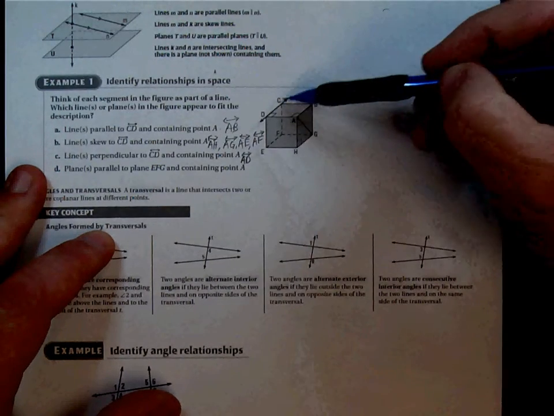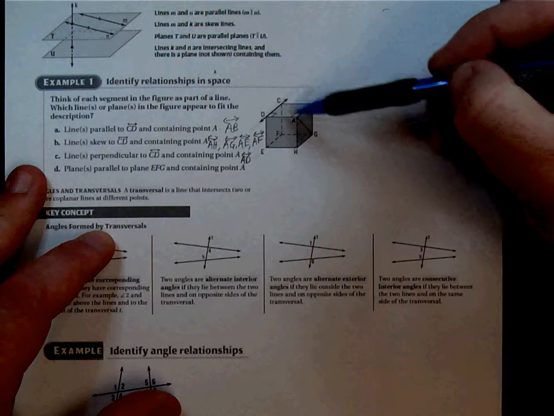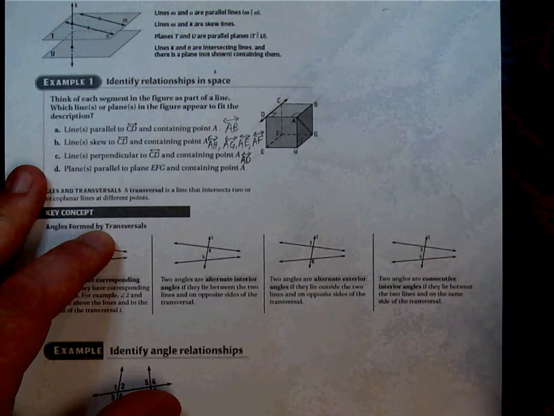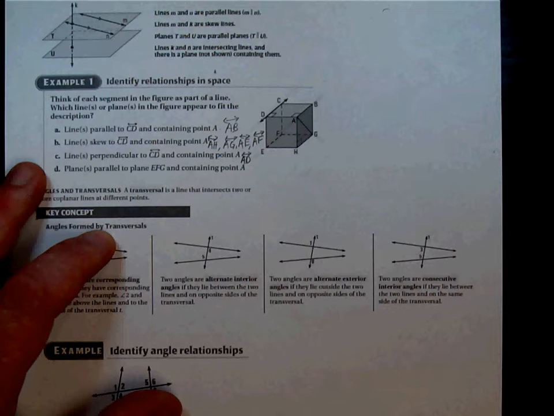The only other point on that line is C. If I connected A to C, they would intersect, but it would not make a right angle. So AC is not perpendicular. So AD is the only one for part C.